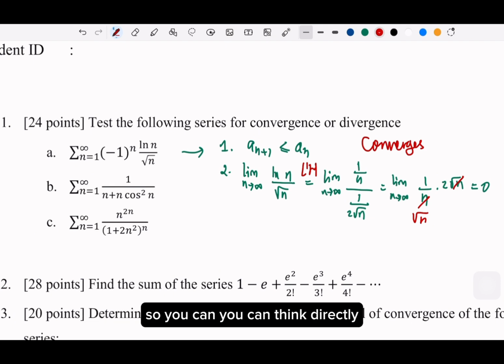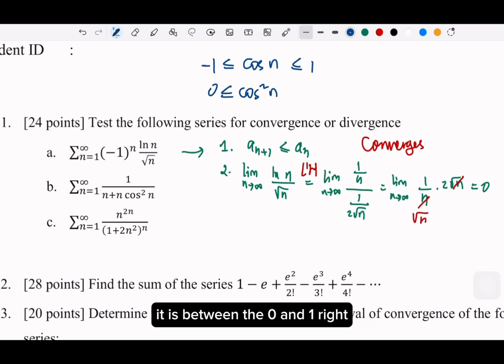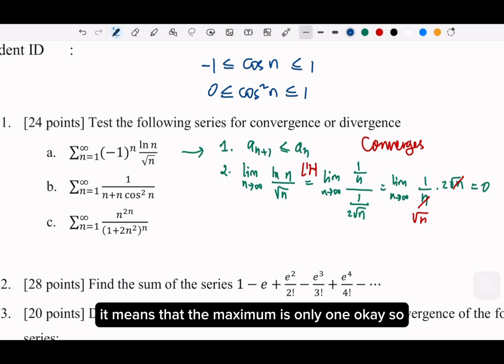So you can think directly: this is too complex. Whenever you have something too complex in the denominator, it means that maybe you can compare this to something. And remember, I also wrote in class that the cosine is this, and we have the squared, so it means it is between 0 and 1, right? What does that mean? It means that the maximum is only 1.